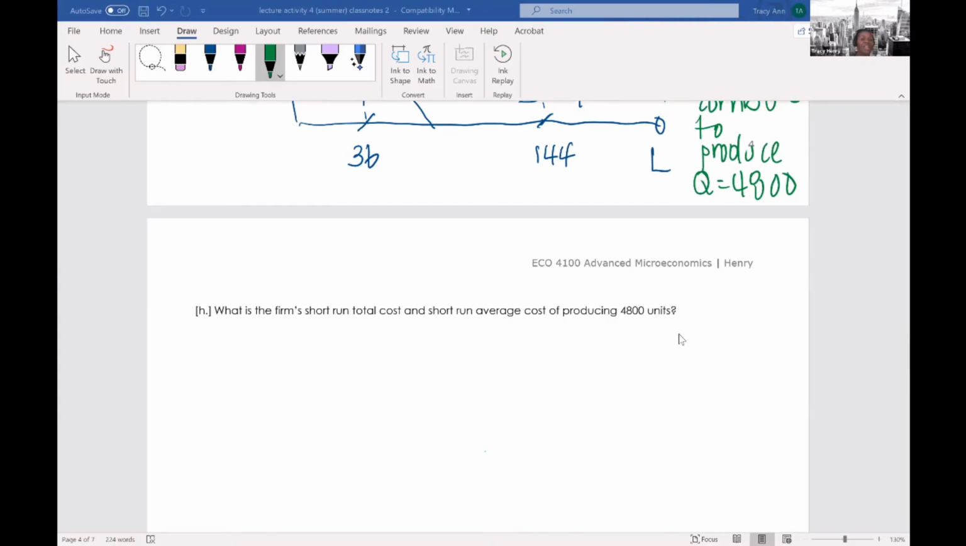Well, we can figure that out quite easily. First, we can use the equation cost is equal to WL plus RK. We can use that, or we can do something even more fun and use the cost equation that we derived in, I think it was part D. No, part E. Use the cost equations derived in part E.